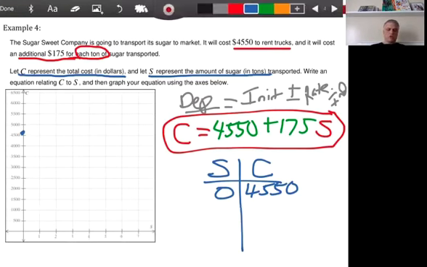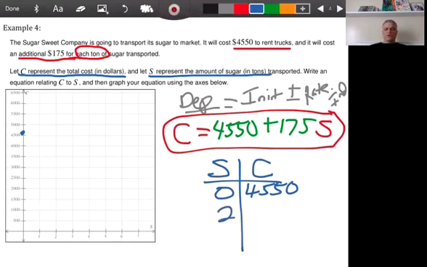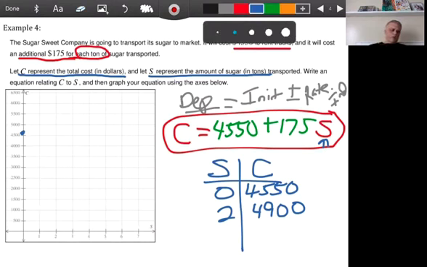Okay, let's go with S is, oh, I don't know. Let's go with 2. Okay, if S is 2, 175 times 2 is 350, plus 4550. I do believe that's 4,900. Okay, so let's plot that point. So we come over 2, and then we go up 4,900 units. So that's between 4,500 and 5,000. So it's just a little under 5,000. So right in around there somewhere.